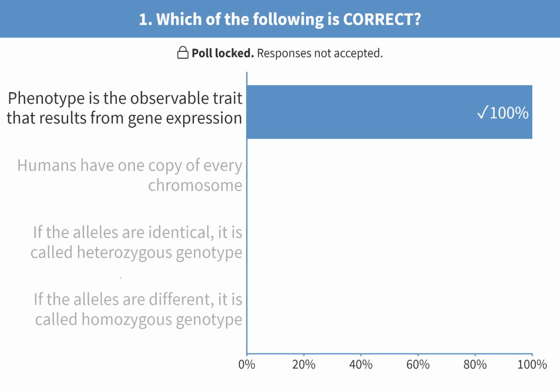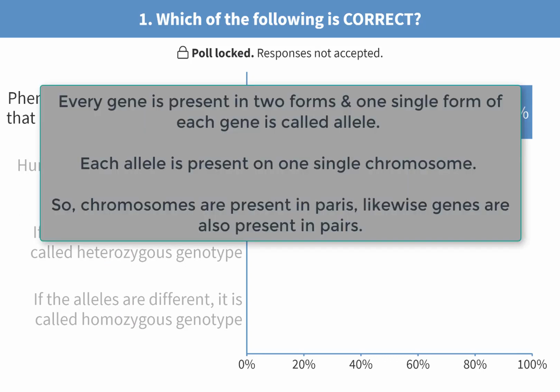Humans have one copy of every chromosome. That is wrong, because you all know you have two copies of chromosomes, 46 chromosomes in total, present in 23 pairs. I didn't mention that alleles are basically two forms. So you have a gene on one side and a gene on the other side. So actually you have two forms of every gene.